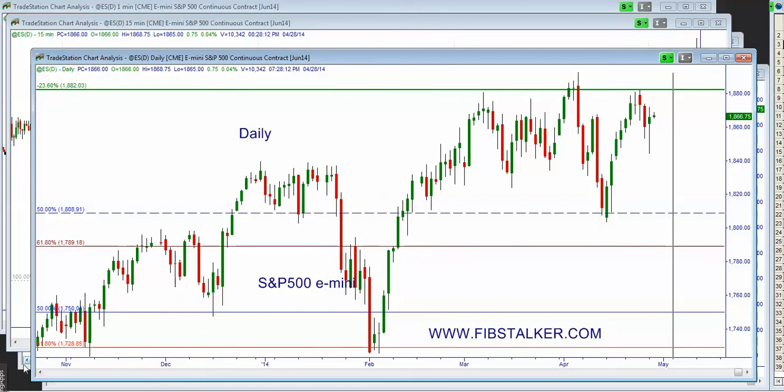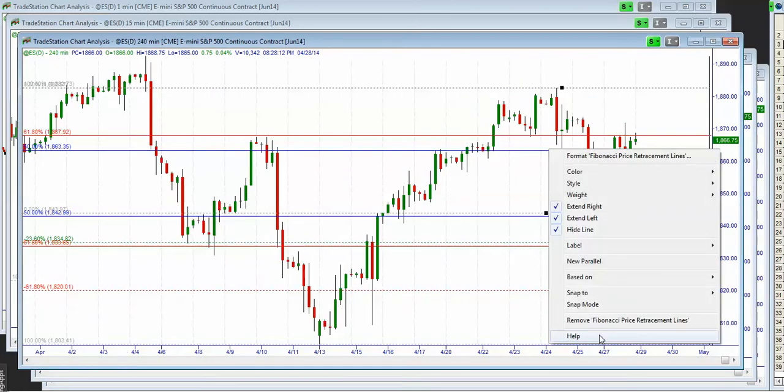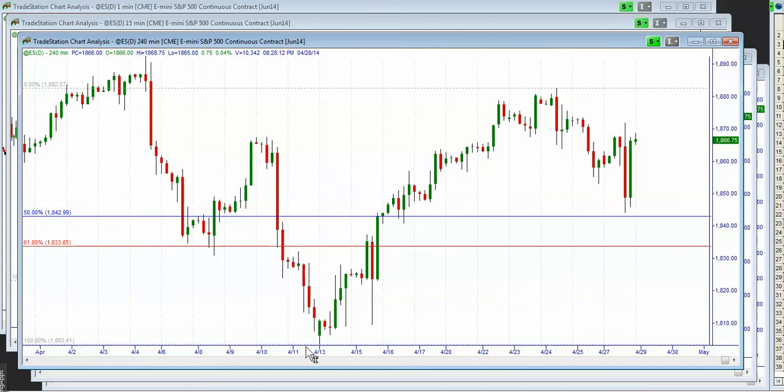Now when we move down to the 4-hour chart here, we can see these lows to highs that I indicated yesterday in my weekly review. And actually, if you want to receive the weekly review, just subscribe to my newsletter. It's free, and you can do that on my website.